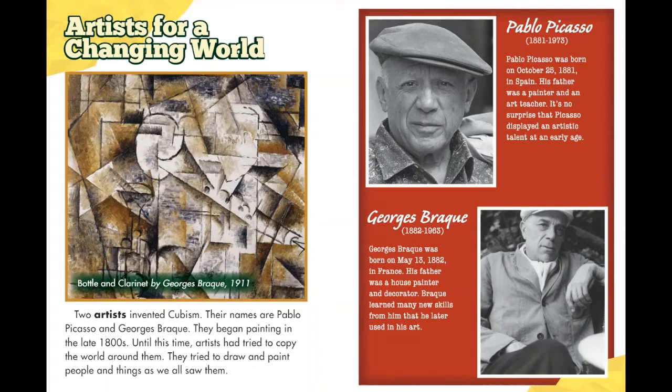So in these pictures on the right side, you can see the 2 artists. Pablo Picasso is on the top, and he was born in 1881. That is 140 years ago. And he was born in Spain, and his father was an art teacher, so he learned a lot from him. On the bottom is Georges Braque, and he was born in 1882 in France. And his father was a house painter and also a decorator, so he learned a lot of skills and ideas from his dad too.